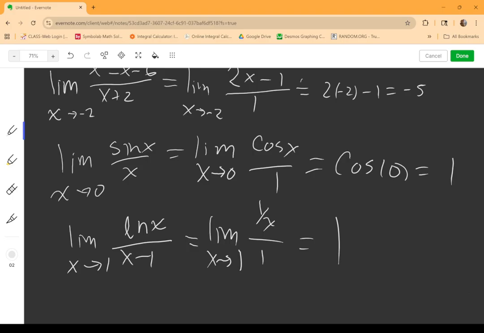All right. So that is how we apply L'Hopital's rule for the indeterminate form. In later videos, we'll look at other forms that aren't necessarily 0 over 0 or infinity over infinity, but we can manipulate them so that we can, in fact, use L'Hopital's rule.